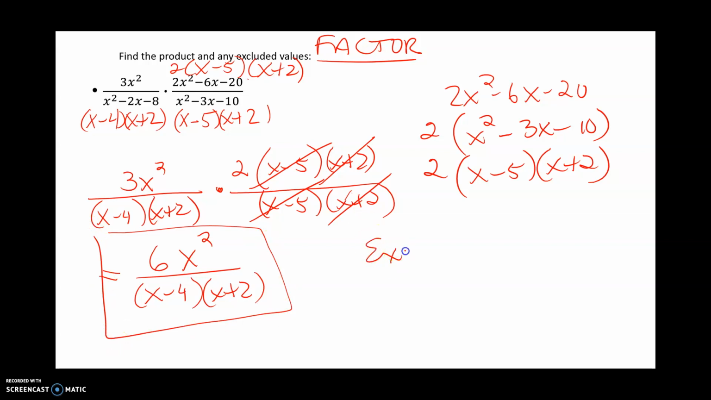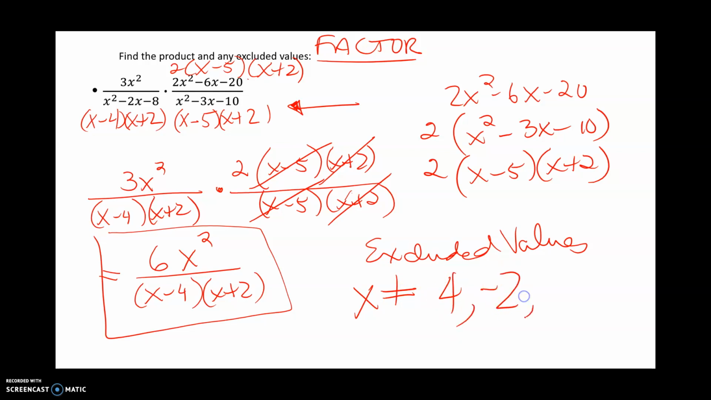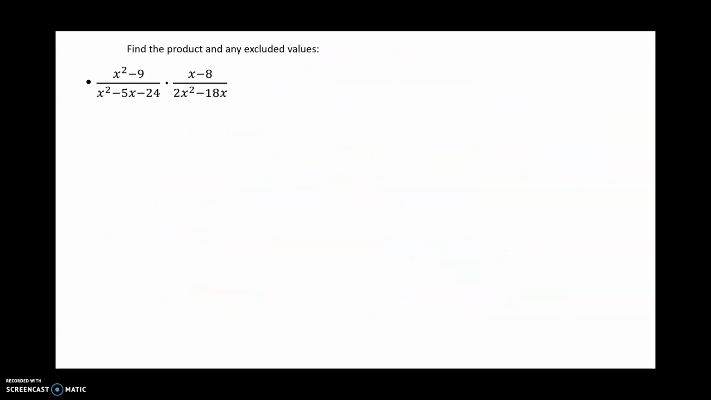I do now need to make sure I take into account excluded values. I always go back to the original denominator before anything was simplified out. And notice if I set that denominator equal to 0, I will find out that 4 is excluded, negative 2 is excluded, and 5 is excluded. So there are the answers to this problem. Let's try another one.